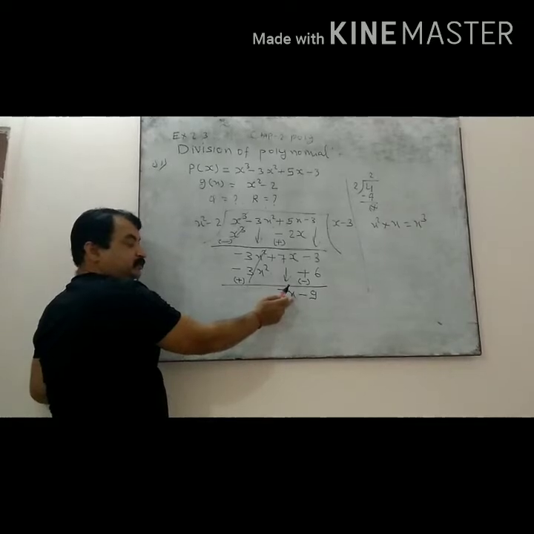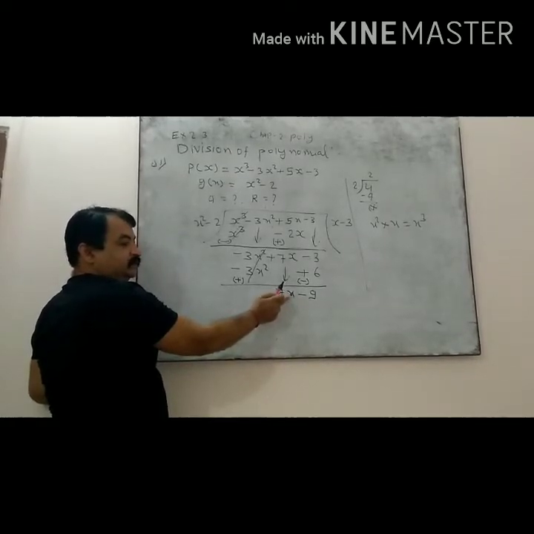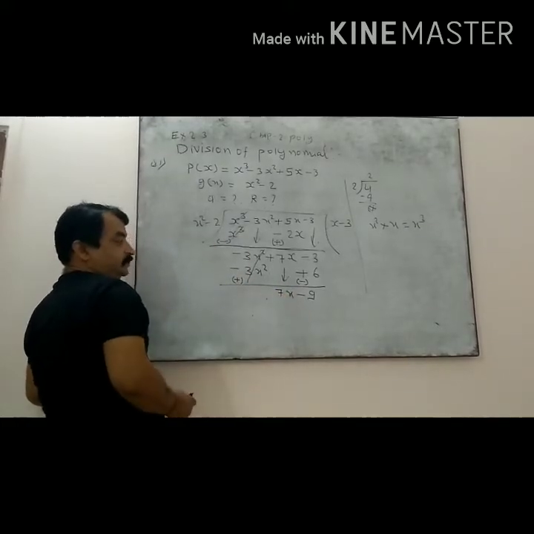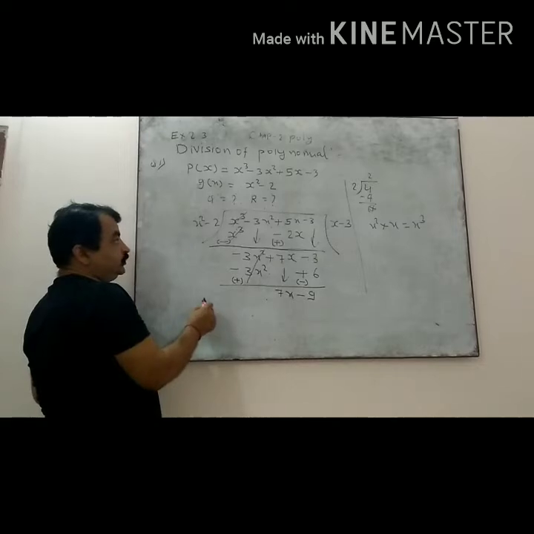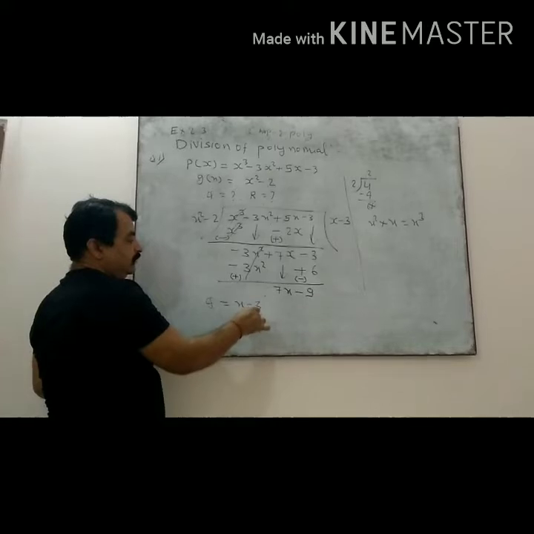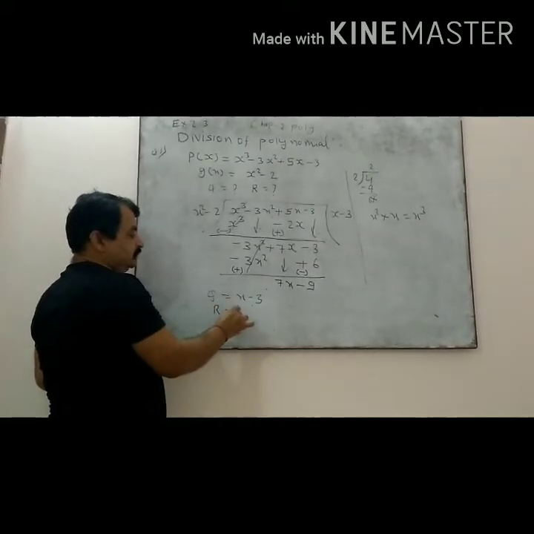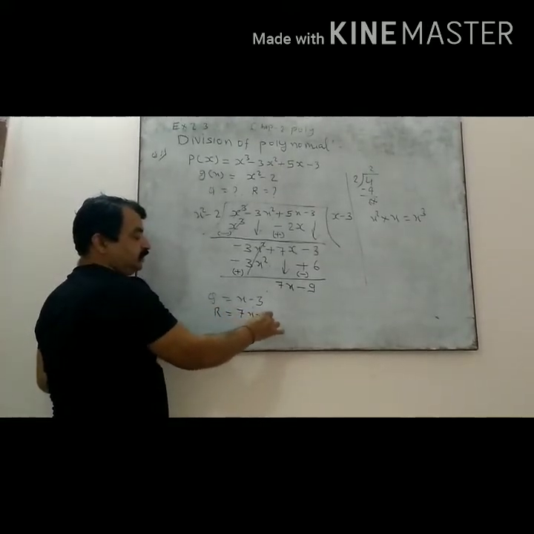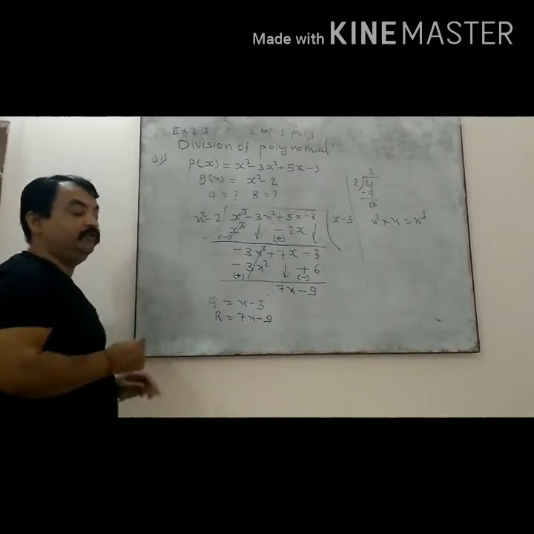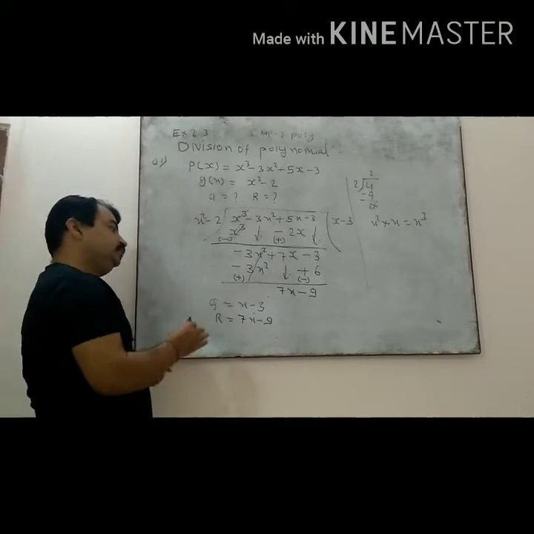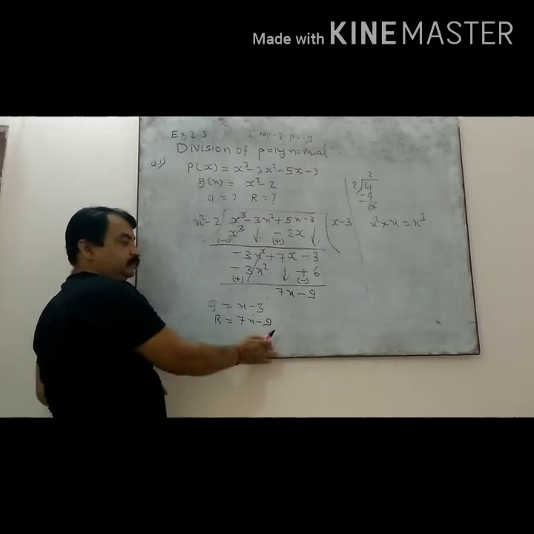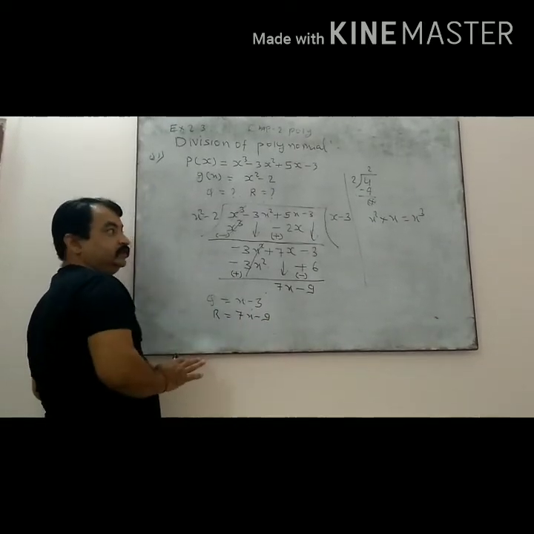Right? So that means it will be the remainder because its degree is less than the divisor. So this becomes the remainder. According to the NCERT question, we got the quotient as x minus 3 and the remainder as 7x minus 9. Remember one more thing, sometimes in board exams they ask you to apply the division algorithm or to verify the result. You can verify that dividend equals divisor into quotient plus remainder. By putting in all the values, you can verify the result also.